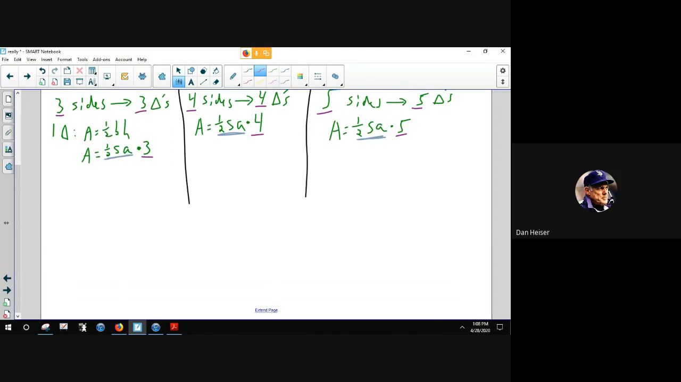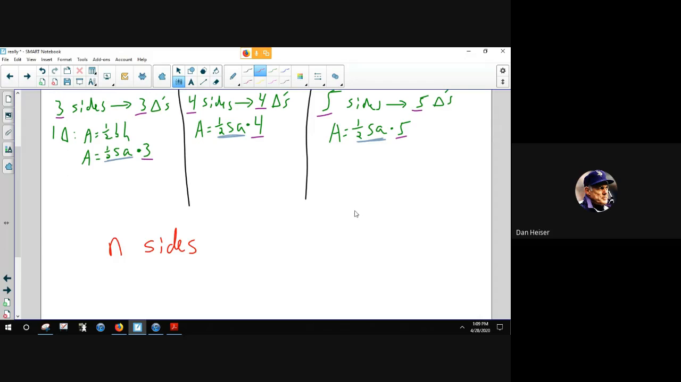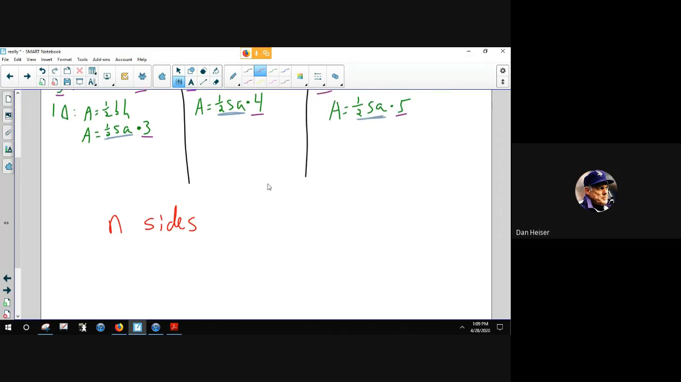So 3 sides, 1/2 SA times 3. 4 sides, 1/2 SA times 4. 5 is 1/2 SA times 5. How about n sides? We now have a regular polygon with n sides. Let's look at the pattern. N triangles.